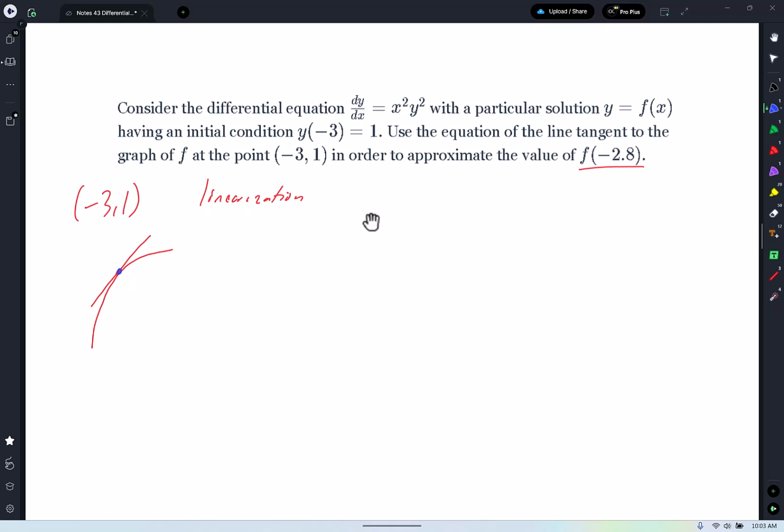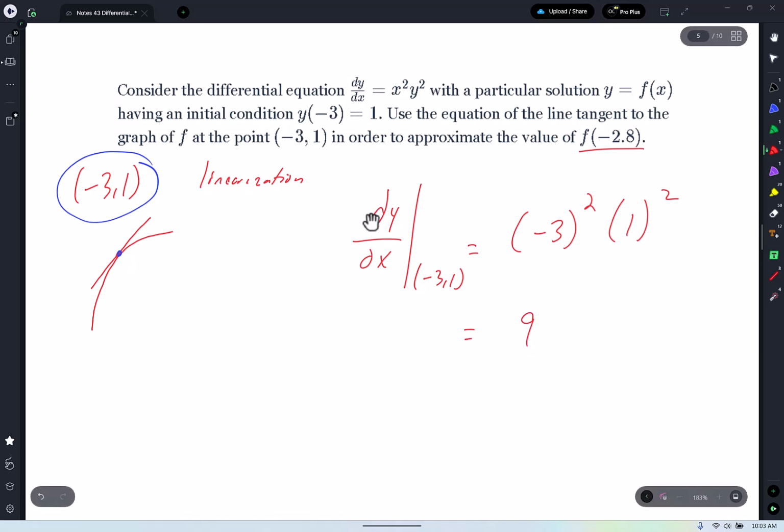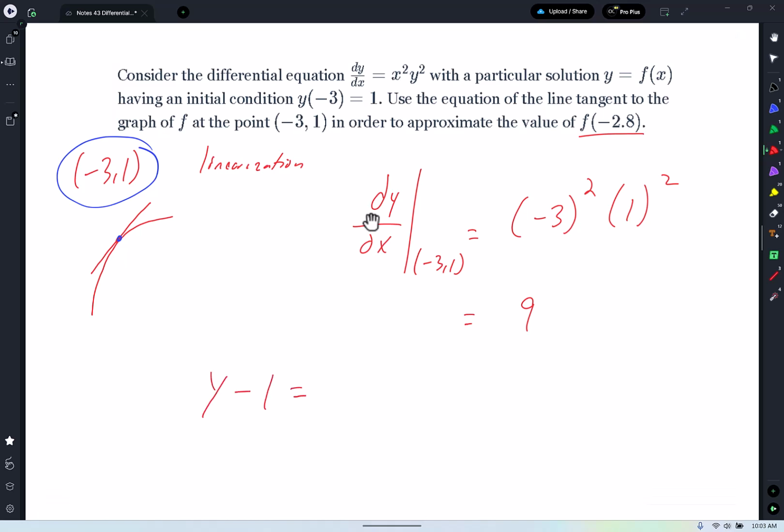Find the tangent line. We find a tangent line by using a point and a slope. We already got the point. Use the point to find your slope. dy/dx evaluated at (-3, 1) equals (-3) squared times 1 squared. Negative 3 squared is 9, so my slope is 9. So here's my tangent line: y minus 1 equals 9(x plus 3). Use this tangent line to approximate.